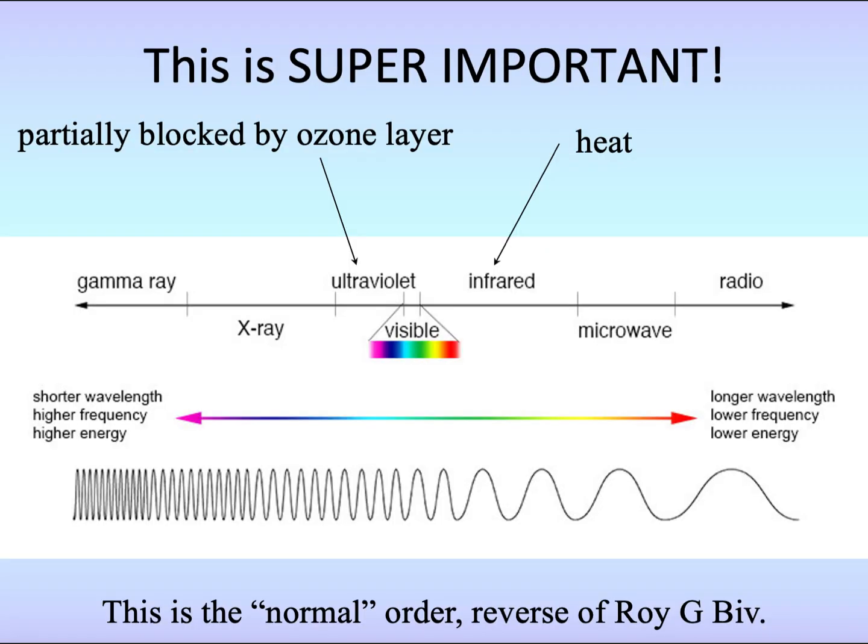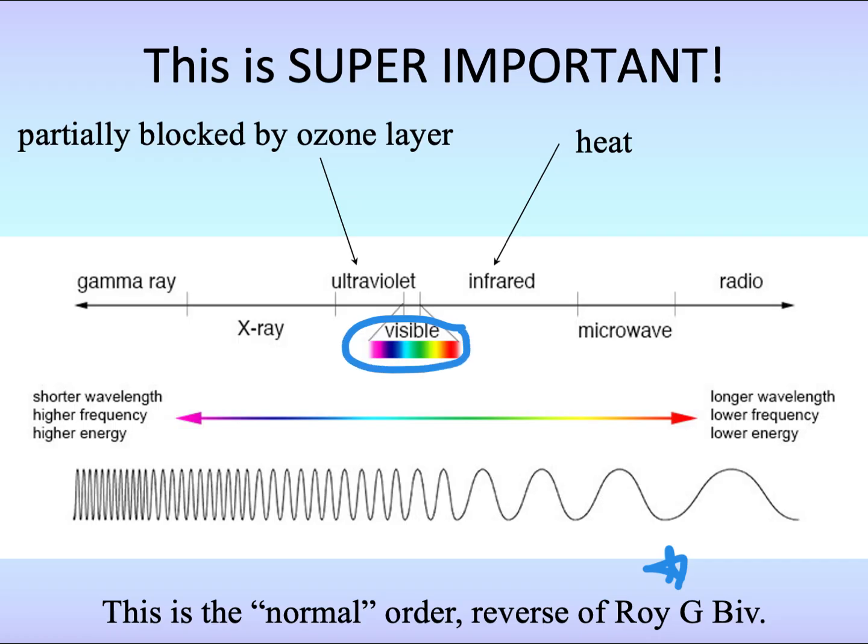Here is another image of the electromagnetic spectrum. This one, though, shows the types of waves in increasing order of wavelength instead of decreasing. The same kinds of light in reverse order. If you know the colors of the rainbow acronym Roy G. Biv, you see that it's in reverse order here.